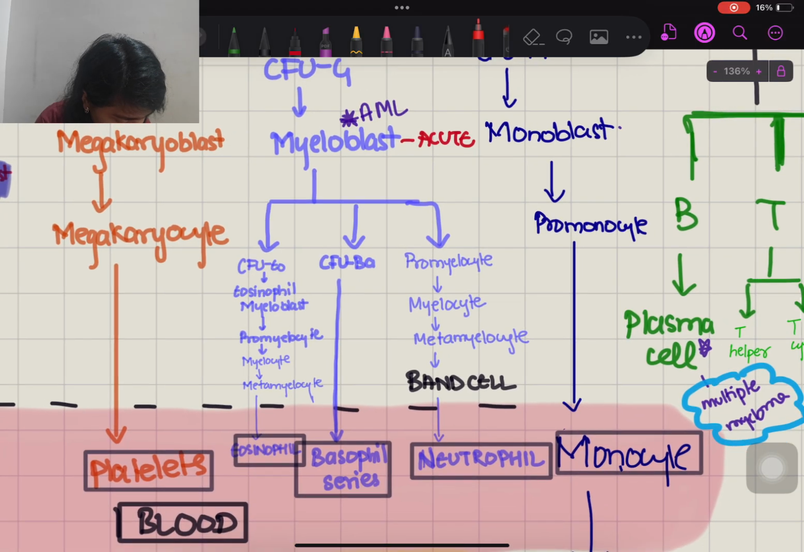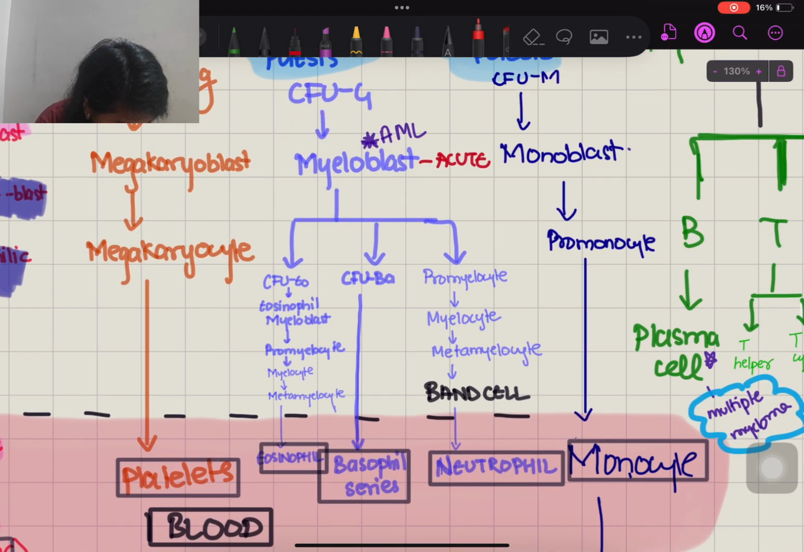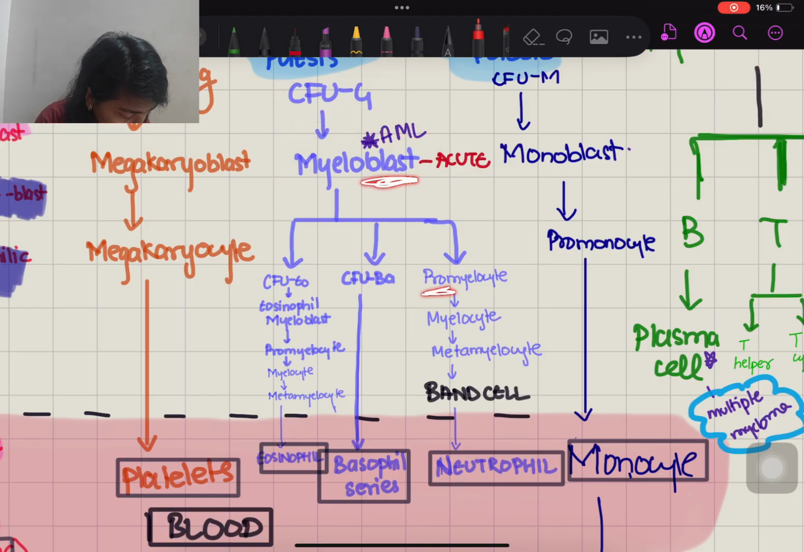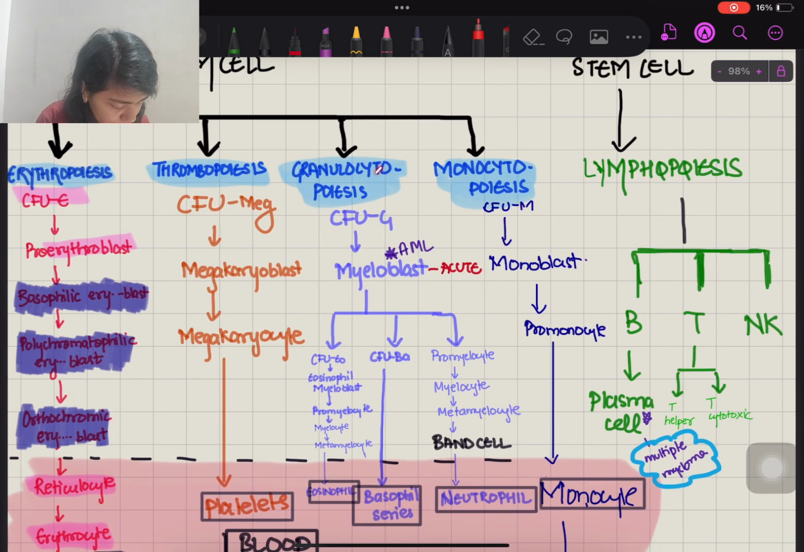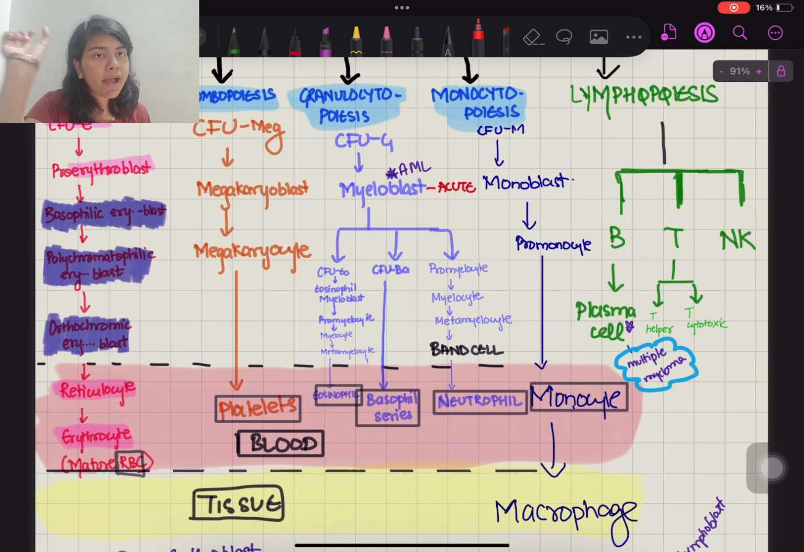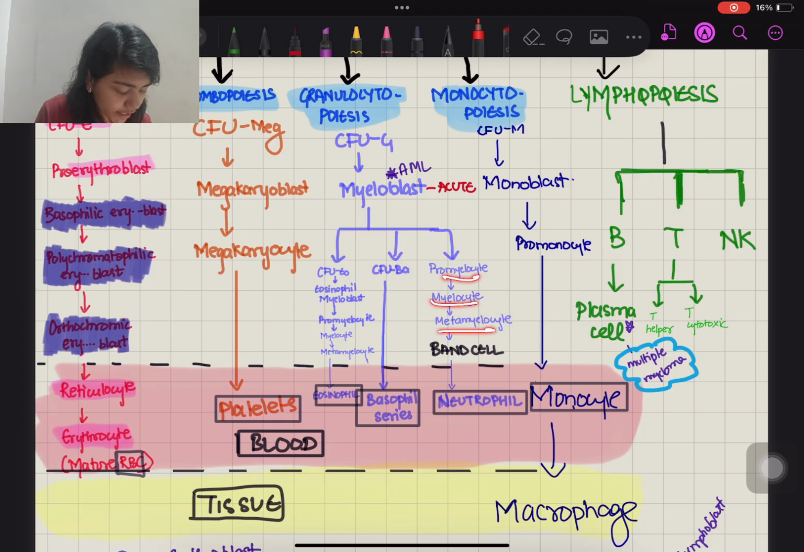So now pay attention over here. Okay, in granulocytopoiesis, CFUG, myeloblast. So blast, pro, myelo, meta. And in neutrophil there is something different. That's a band cell, and then the neutrophil was formed, okay? So blast, pro, myelo, meta, eosinophil was formed, right? Similarly in other cases also, in this granulocytopoiesis, blast, pro, myelo, meta and then your mature cell will come. So in this way you can remember: myeloblast, promyelocyte, myelocyte, metamyelocyte, band cell, neutrophil.